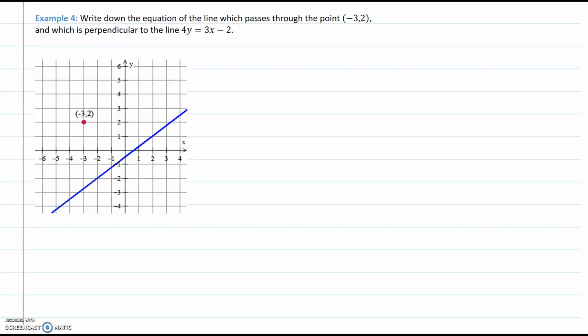In the last example on your notes, we looked at how to write down the equation of a line that went through a particular point and that was parallel to another line. This time we're going to do something similar. We're going to try and find the equation of a line that goes through a particular point. In this case, it's going to be the point -3, 2. But instead of being parallel to a given line, it's going to have to be perpendicular to the given line. So there's going to be a little change.